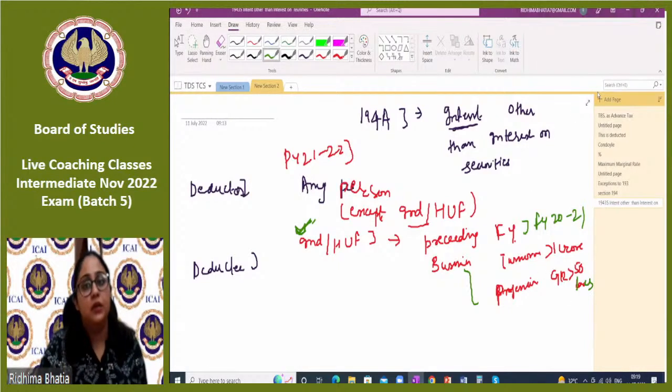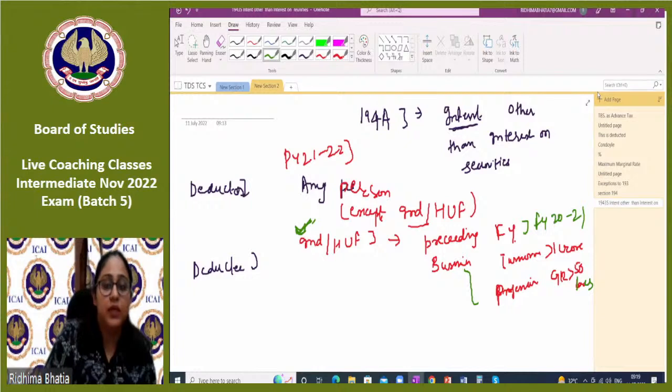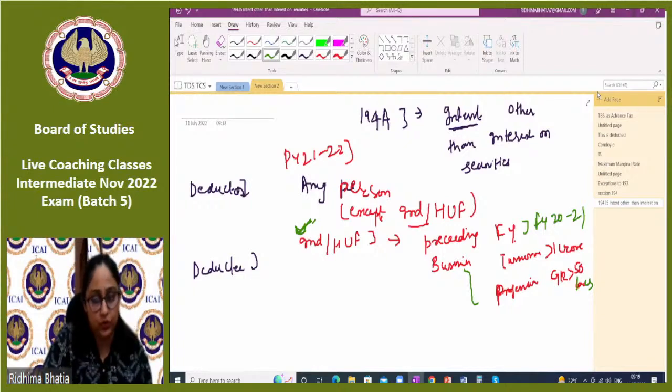Deductor wala part clear? पक्का से. कोई डाउट किसी को डिडक्टर वाले पार्ट पे? रीजन क्लियर कि क्यों होता है दिस? चलो ग्रेट.